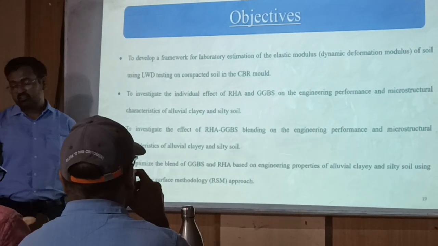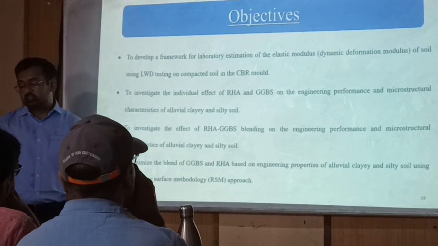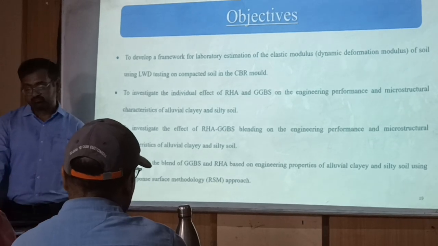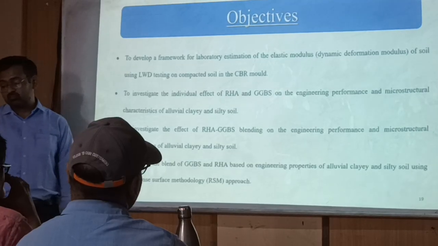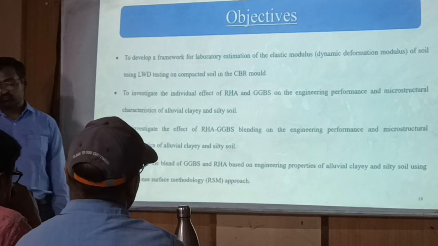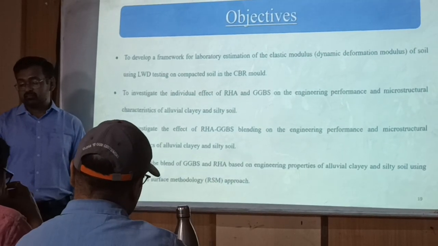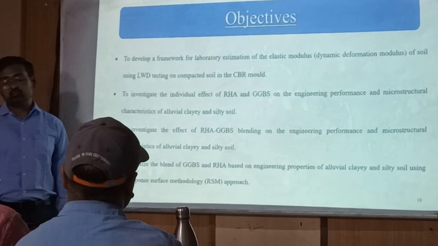Second, to investigate the individual effect of RHA and DGBS on the engineering performance and microstructural characteristics of alluvial clay soil and silty soil. Third, to investigate the effect of RHA-DGBS blending on the engineering performance and microstructural characteristics of alluvial soil. Fourth, to optimize the blend of RHA and DGBS based on engineering properties of alluvial soil using the response surface methodology approach.